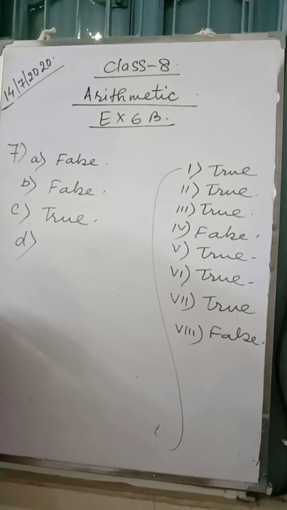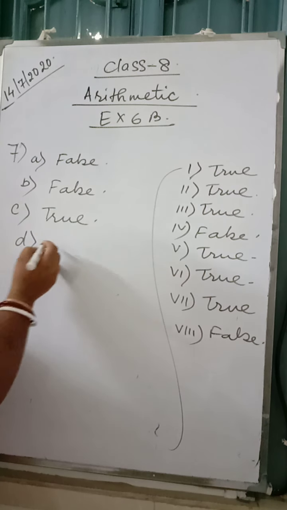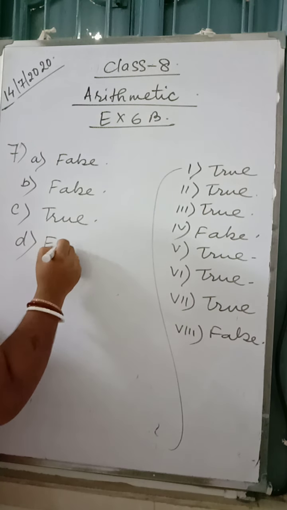Number D, A is equivalent to B. B is having 11 members. Is it? No, 13 members. Set A is having 7 members. So they are not equivalent. False.